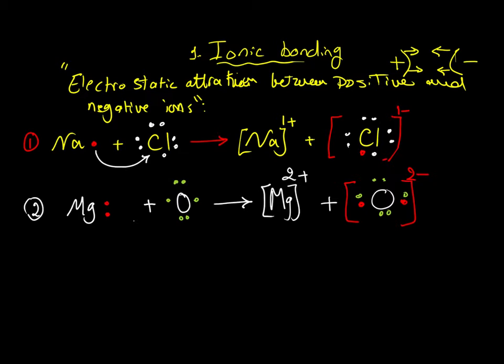This ion, we call it oxide. The name of the metal doesn't change. We change only the name of the nonmetal. So the name of the compound is magnesium oxide. Here, sodium and this chlorine will change into chloride. So this is sodium chloride.